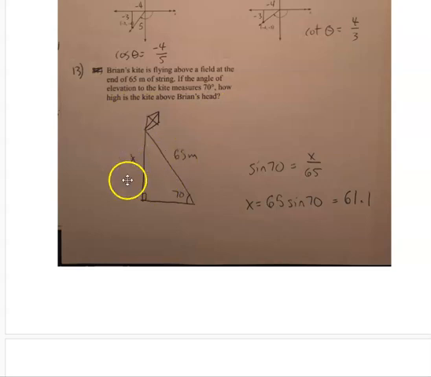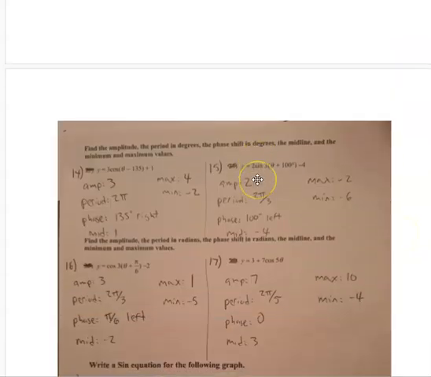So that means you're solving for the vertical height. And so you're given the hypotenuse, you're solving for the opposite. That means you're doing sine. So sine 70 is x over 65, and then you work this out. The answer ends up being about 61.1. Okay. All right.